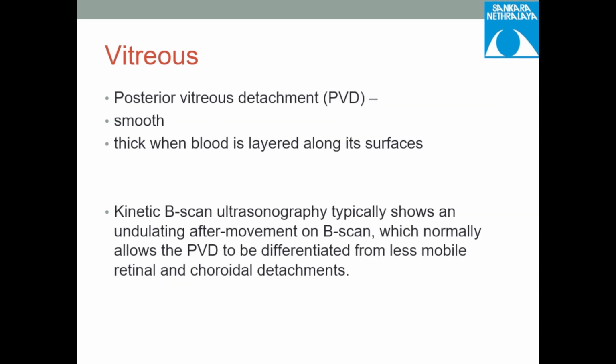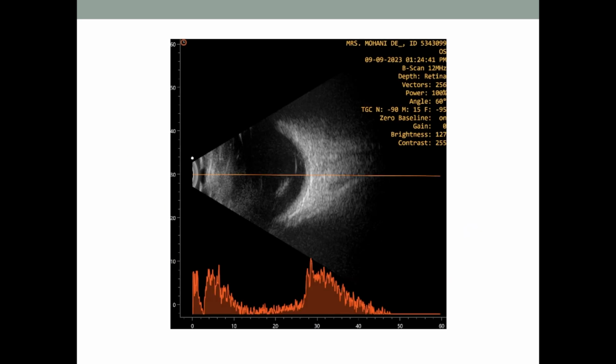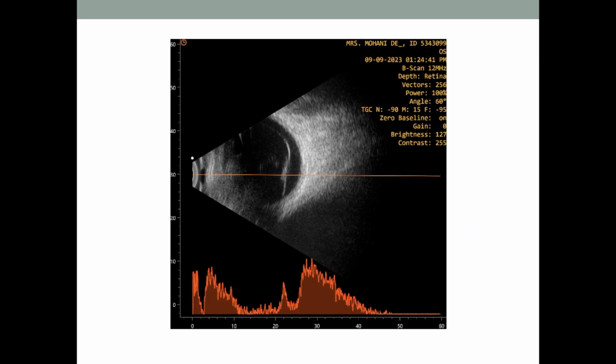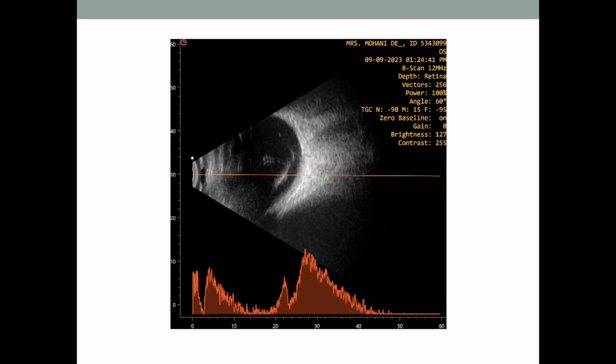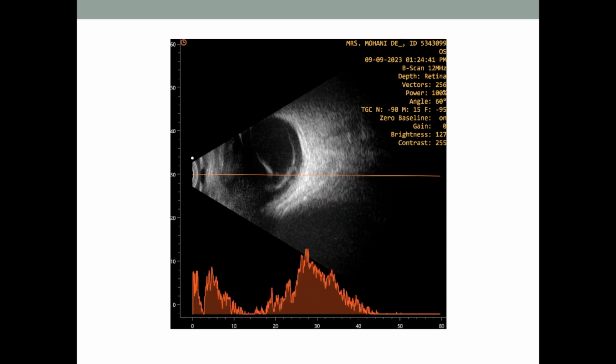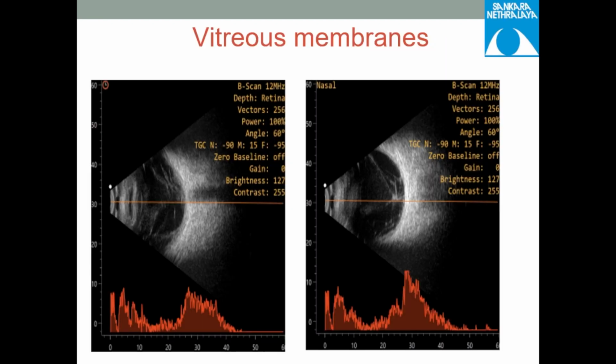In the vitreous, there can be posterior vitreous detachment, which is usually smooth, but if it is thick, then it is mainly because of the blood which layers around it. A kinetic B scan ultrasonography typically shows an undulating aftermovement on B scan, which normally allows the PVD to be differentiated from the less mobile retinal or choroidal detachment. This is a video signifying the same. Here we can see a posterior vitreous detachment with good aftermovement on a dynamic B scan.